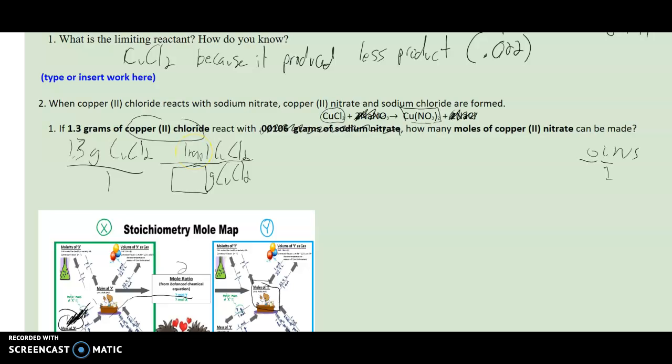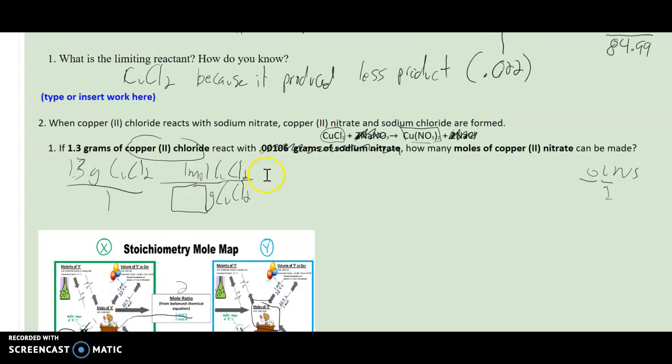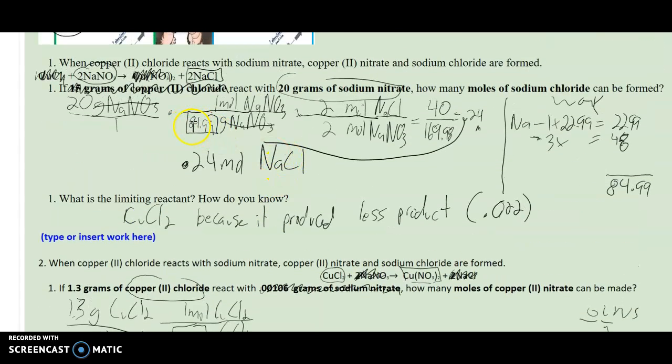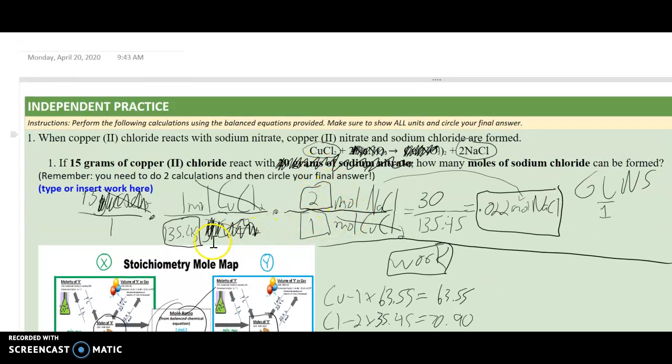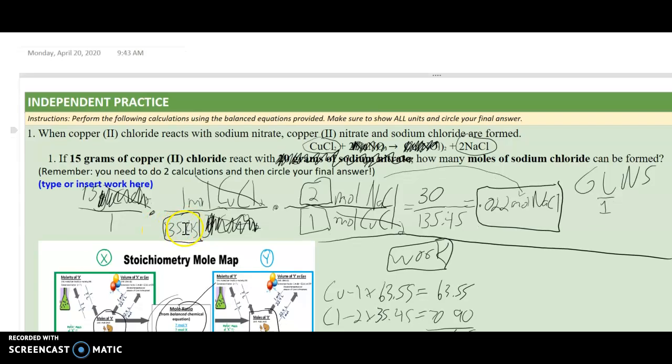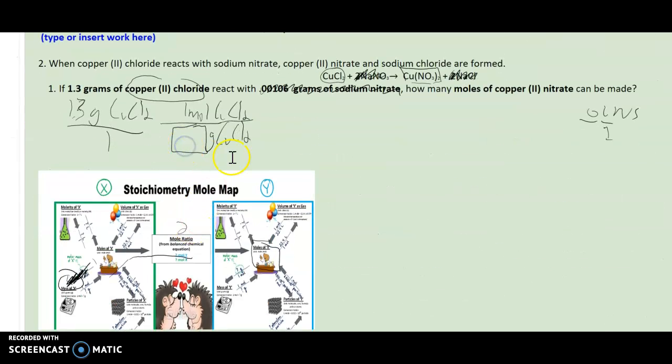Great. Well, I have to calculate this now. This is how you can cheat. I already got this gram value in a previous problem, so I'm just going to go up and cheat. Did I do it? Yeah, way up here. 135.45. I don't want to do more work than I have to. Great. So then I've done this step, and now I'm on to this step.